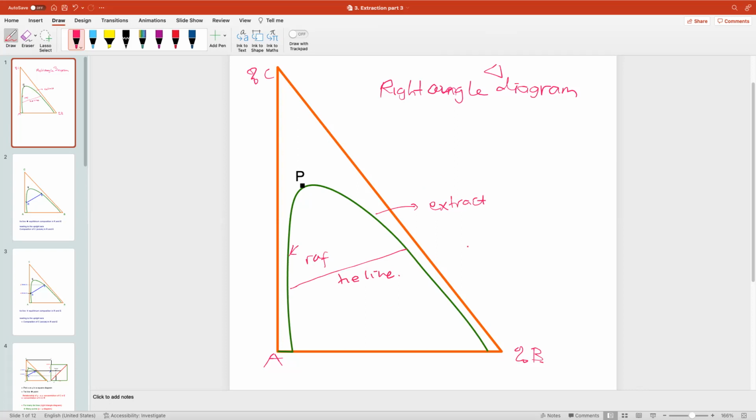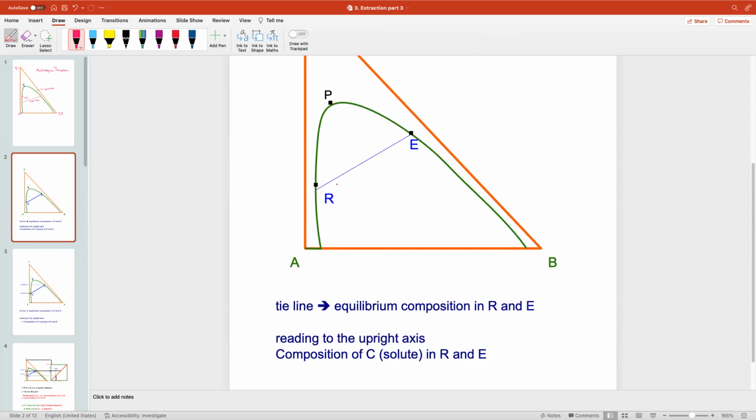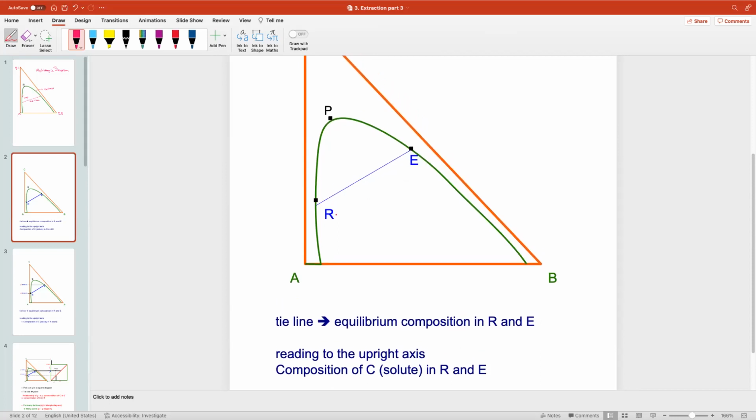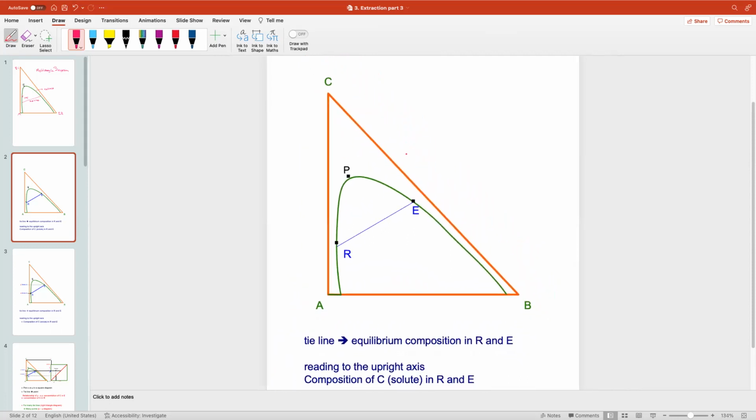Okay, the correlation between the raffinate and the extract along the tie line at one point is an equilibrium. So the tie line is actually the equilibrium composition of the raffinate and also the extract. Okay, how are we going to read it? Of course, for the raffinate, we look here and then read it that way. So this is the composition of the raffinate, and for the extract, we look horizontally here and read the composition of the extract.